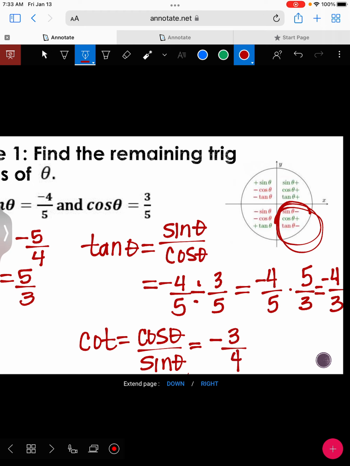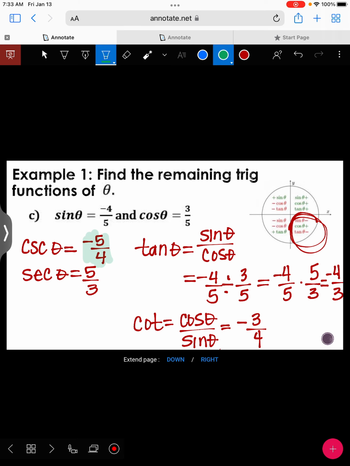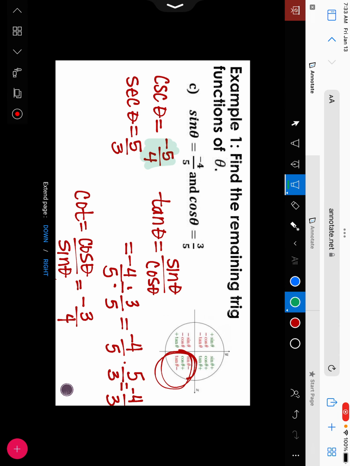So our remaining trig ratios are, we have our cosecant, which is negative 5/4. We have our secant, which is positive 5/3. Our tangent is negative 4/3. And our cotangent is negative 3/4.